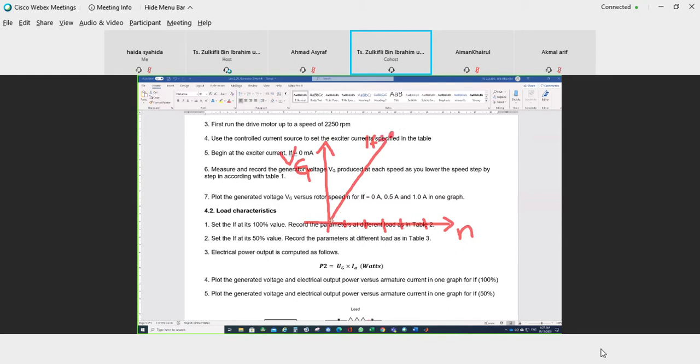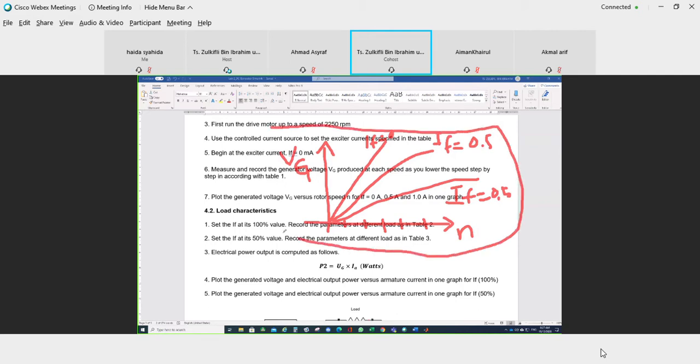So let's say you have something like this when IF is equals to 0.5, and perhaps you will have something like this when your IF, contoh bukannya macam nilai, saya tak pasti, kena plot lah. So from here you can conclude the performance of the machine, the effect of the generated voltage bila the field current berubah.